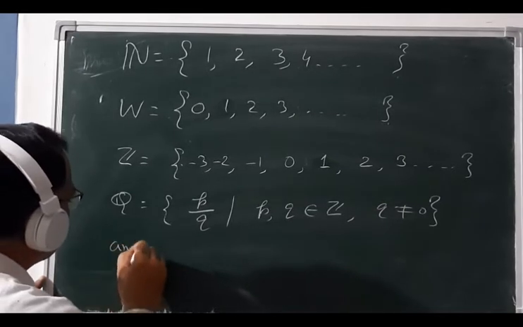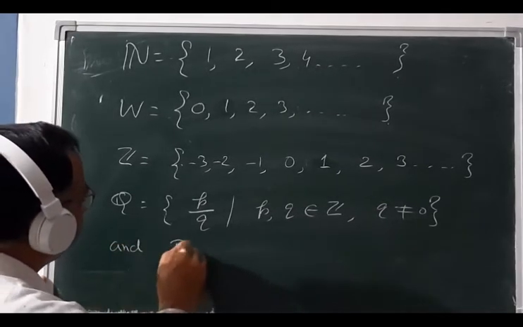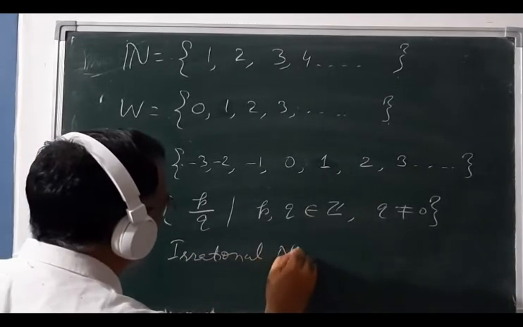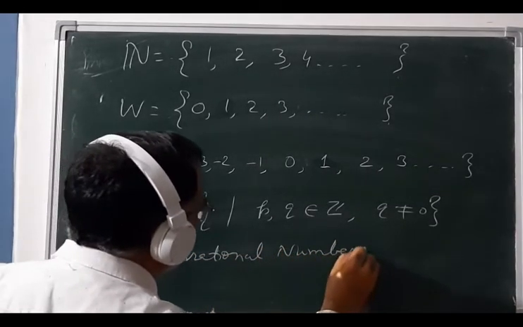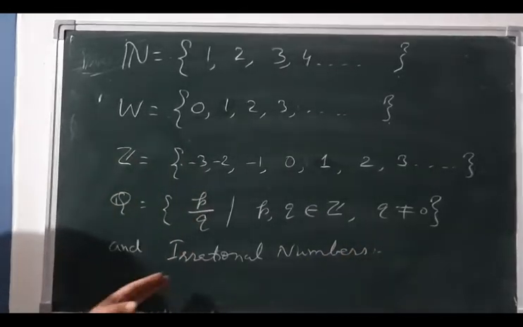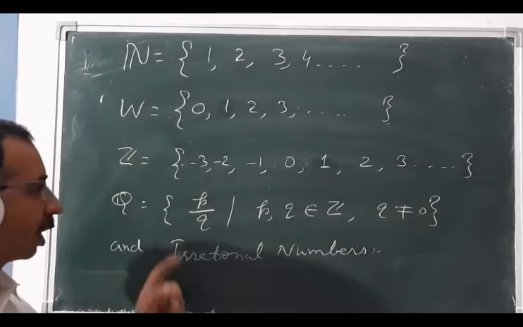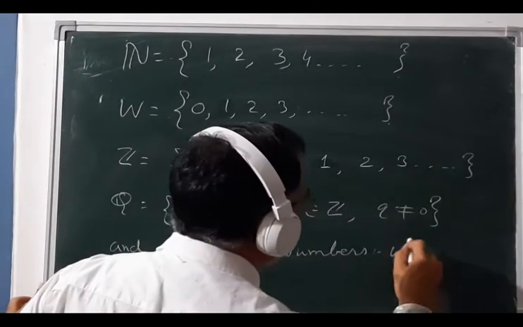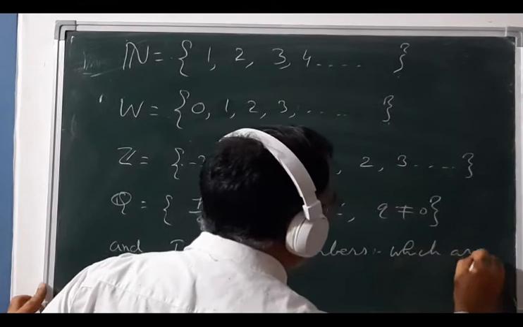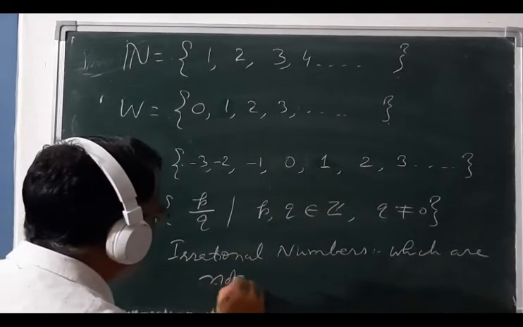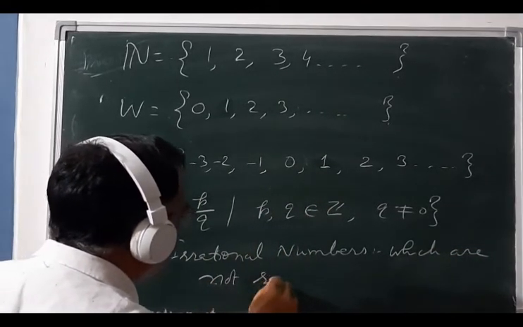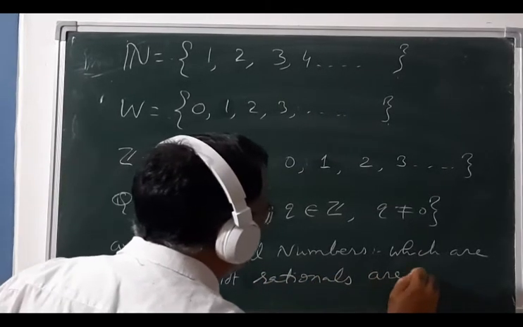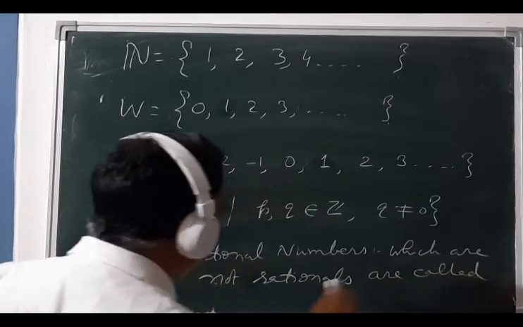And finally the set of irrational numbers. These are those numbers which cannot be written in the form p over q. So those which are not rationals are called irrationals.